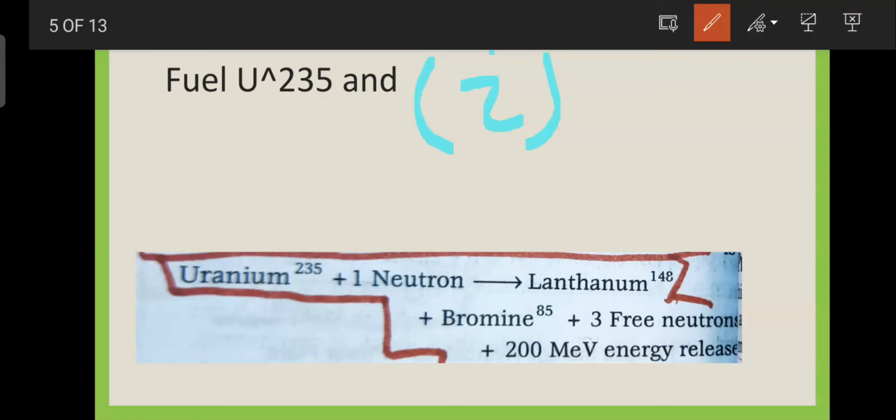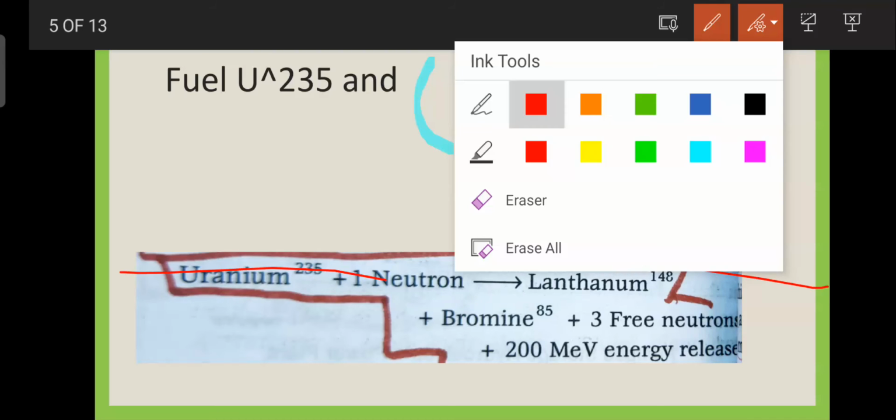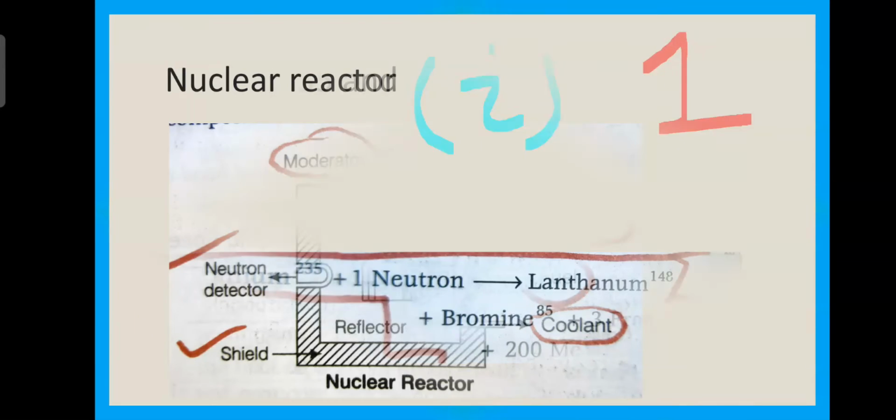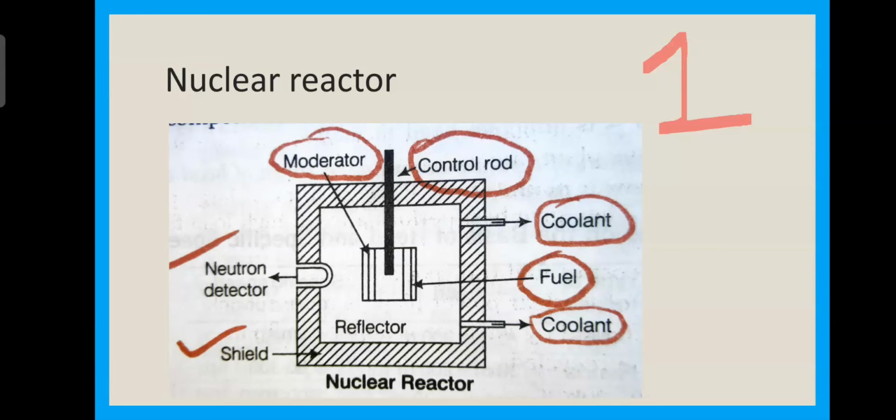So let's start. This is our process that is not controlled in a very short time. The rate of the fusion becomes very high, so a huge amount of energy will be released. There may be a dangerous explosion. This cumulative reaction is called the chain reaction.